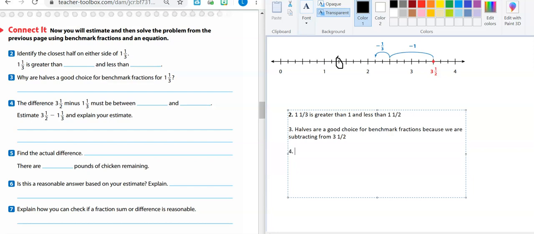Let's move on to 4. The difference, 3.5 minus 1 and 1/3, must be between what two numbers? We identified that the difference of 3.5, which is right here, minus 1 and 1/3, which we subtracted right here, must be between what two numbers? It must be between 2 and 2.5, which is right here. So our answer is smack dab in between 2 and 2.5. So for 4, our answer will be 2 in the first blank and 2.5 in the second blank.